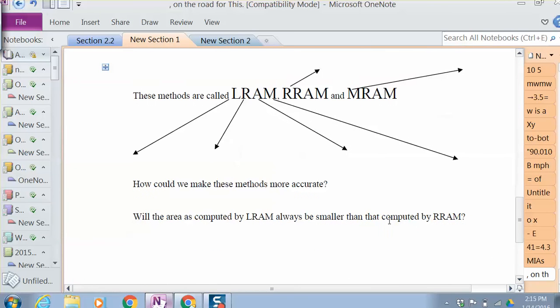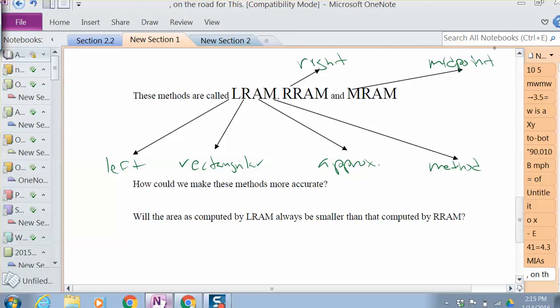And so these techniques have names. LRAM stands for left rectangular approximation method. RRAM will be right rectangular approximation method, and MRAM would be midpoint rectangular approximation method. So that's what's happening there.